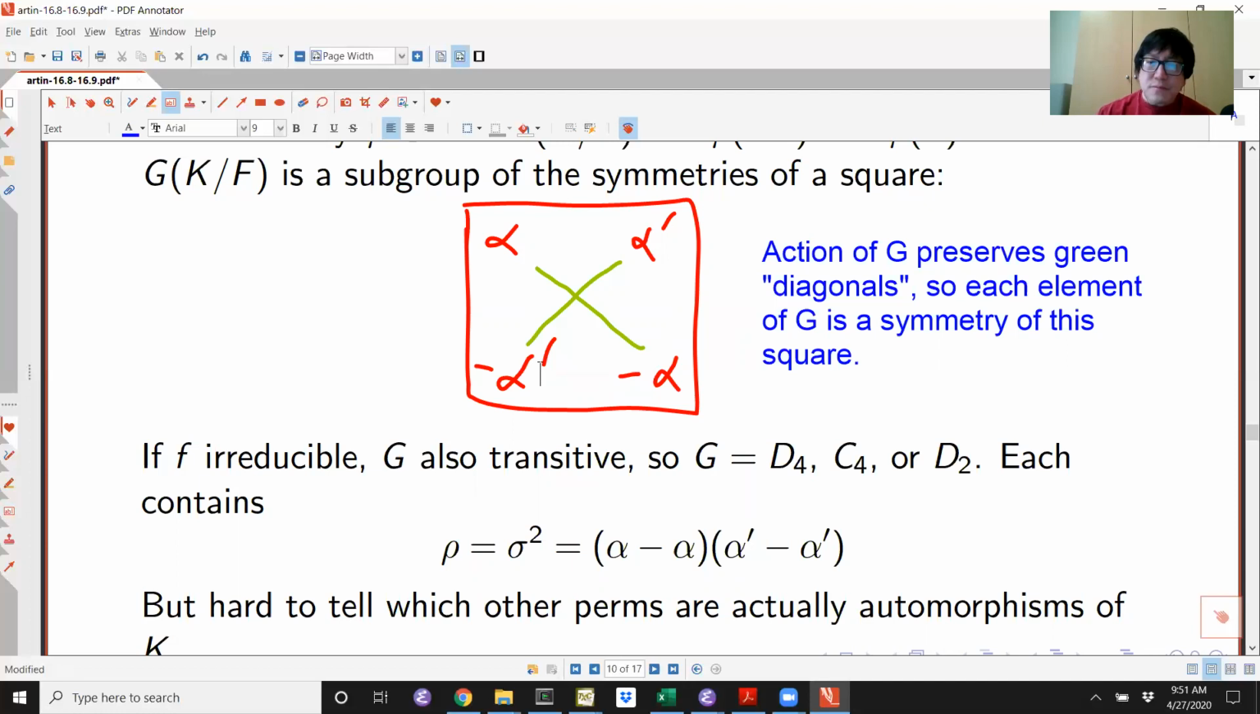Which means that G is a subgroup of S4. Oh, sorry, of D4. And it turns out that both this initial restriction, that we know G acts transitively on the four corners of the square, and that it preserves the square, cuts it down to three suspects.